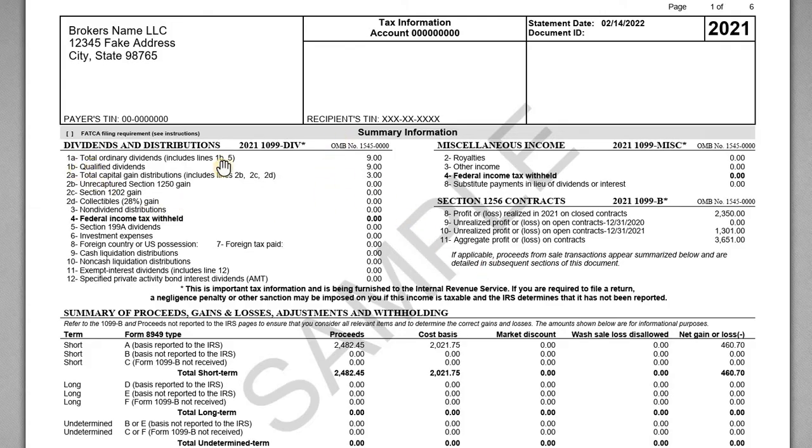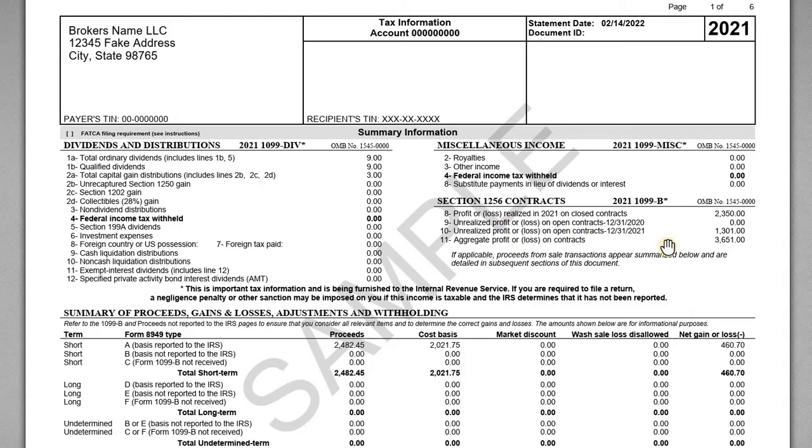So 1A would be total ordinary dividends, 1B is qualified, and so on and so forth. So if you do have futures contracts in your brokerage account and you're trading those, you're going to see line items 8 through 11. So now what information are they reporting here?